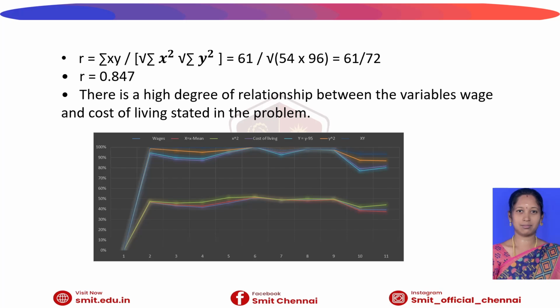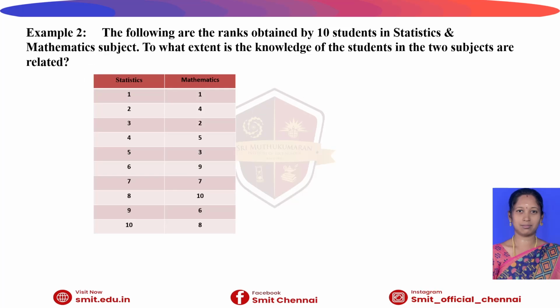In this figure, we are going to identify whether it is no correlation, positive correlation, or negative correlation. In this problem, we get only negative correlation. Second, the following are the ranks obtained by 10 students in the statistics and management mathematics subjects. Find the extent to which the knowledge of the students in the two subjects is related.